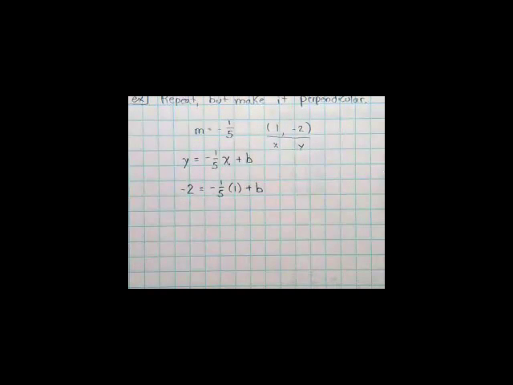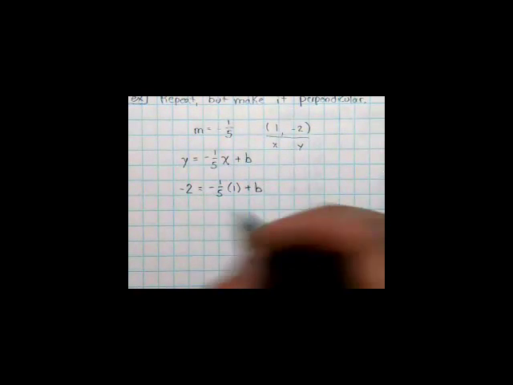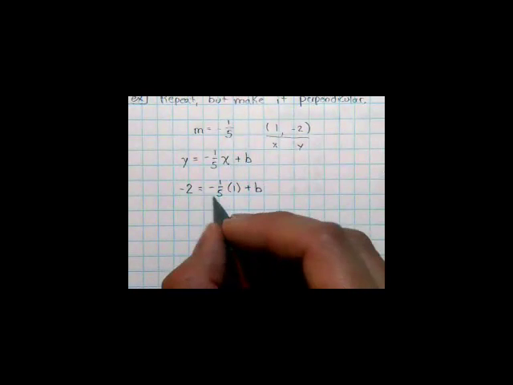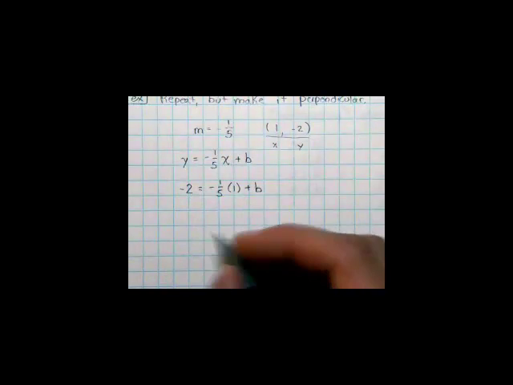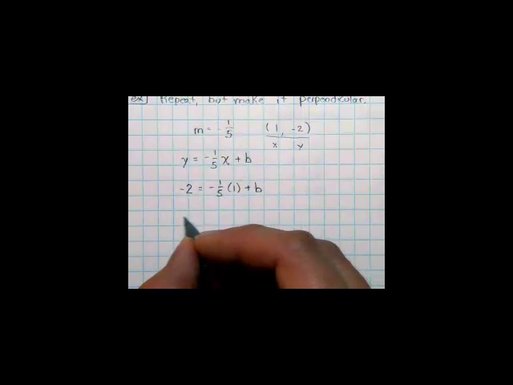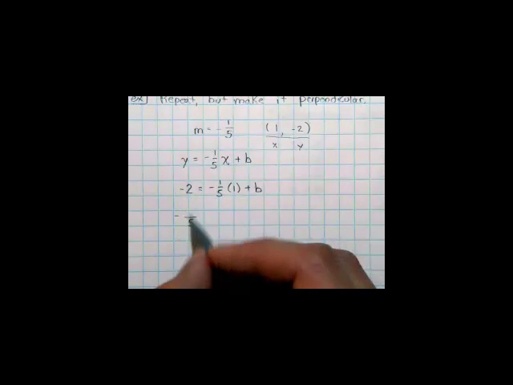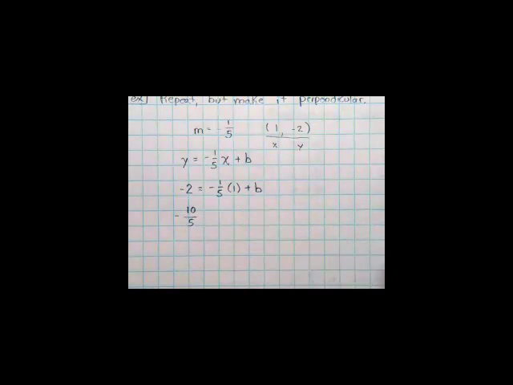Now we got a little fraction work here, but I think we can handle that. So negative 2, and then we have to add 1/5 to negative 2. So let's do a little common denominator work here. We got to put them both over 5. So if it's negative 2, it would be what over 5? Negative 10, because 10 over 5 is 2.